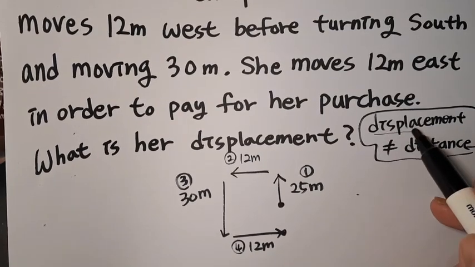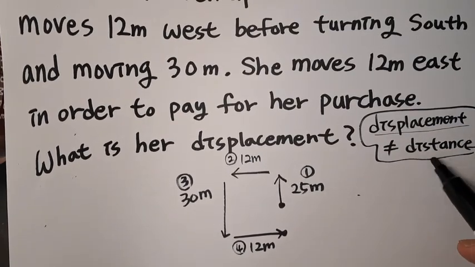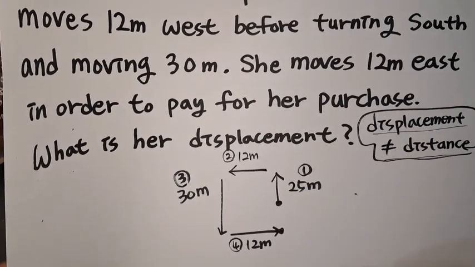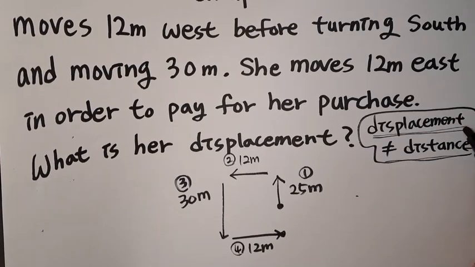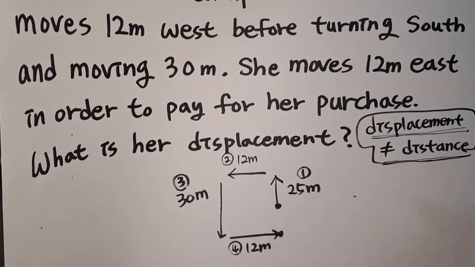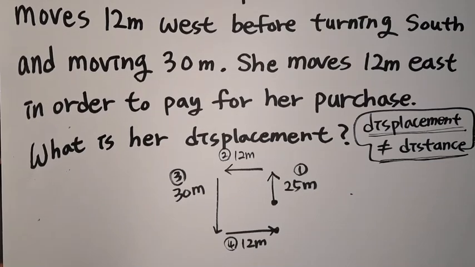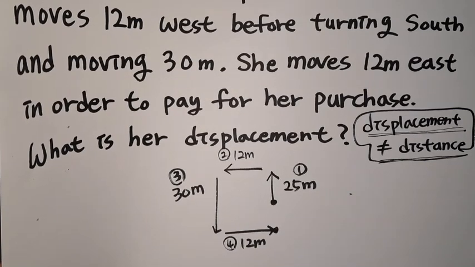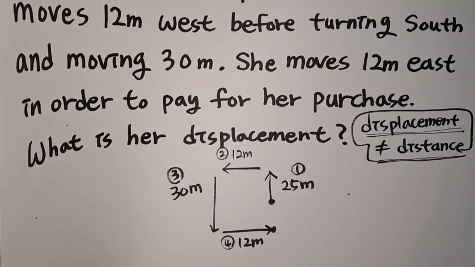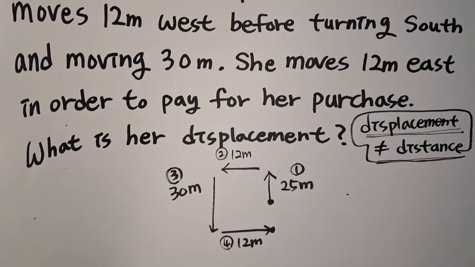So displacement is not equal to the distance. Distance is the sum of the lengths a person moved. On the other hand, displacement is the length from the starting point to the ending point.